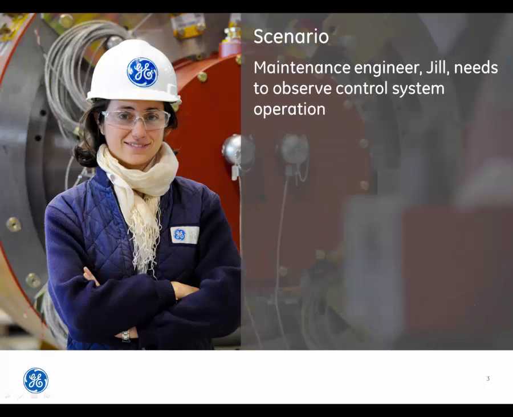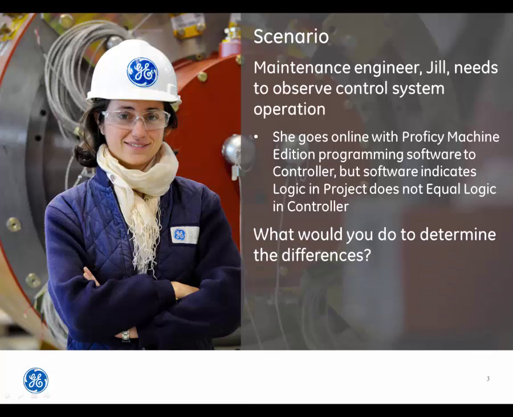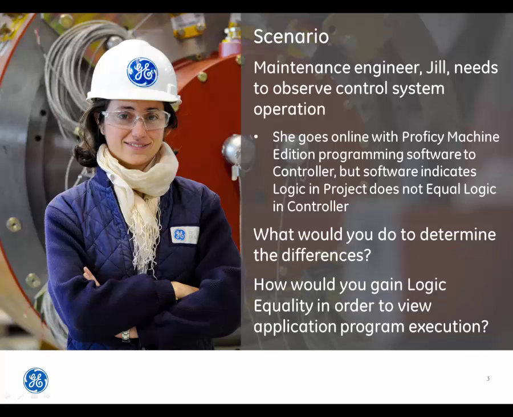In this scenario, maintenance engineer Jill needs to observe control system operation. She goes online with the Proficy Machine Edition programming software to the controller, but the software indicates that the logic in the project does not equal the logic in the controller. What would you do to determine the differences? How would you gain logic equality in order to view the application program execution?